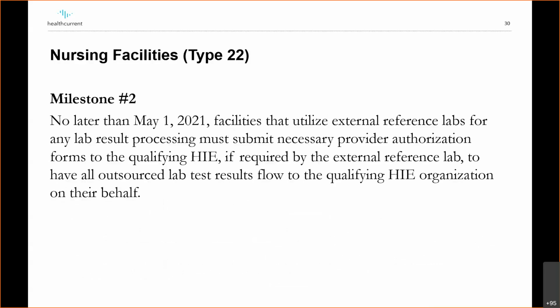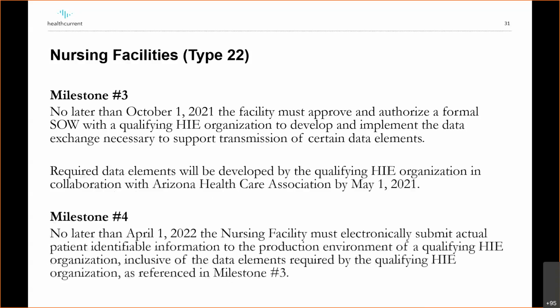Milestone 2, no later than May 1st, 2021. Facilities that utilize external reference labs must complete the necessary provider authorization form to be able to submit those lab results into the HIE. Next slide. Milestone 3, no later than October 1st, 2021, the facility must approve and authorize a formal scope of work with the HIE to implement the data exchange necessary to support transmission of certain data elements. Required data elements will be developed by the HIE in collaboration with Arizona Healthcare Association by May 1st, 2021. So be on the lookout for that as well.